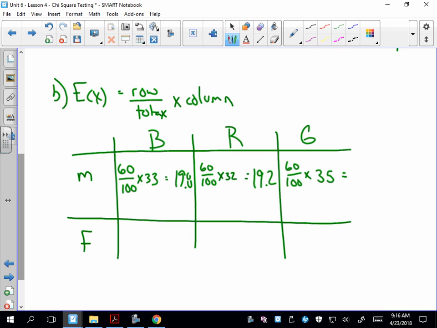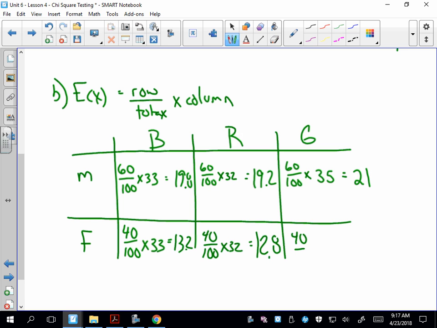And that comes out to 21. So theoretically, if 60% of the people surveyed were male, then 60% of the people who chose each color should be male. Similarly, theoretically, 40% of them were female. Of the 33, should come out to 13.2. 40% of the red were female, should come out to 12.8. And 40% were female of the 35. That comes out to 14.